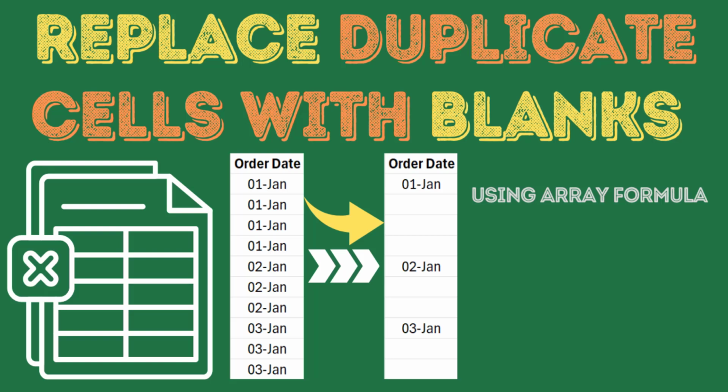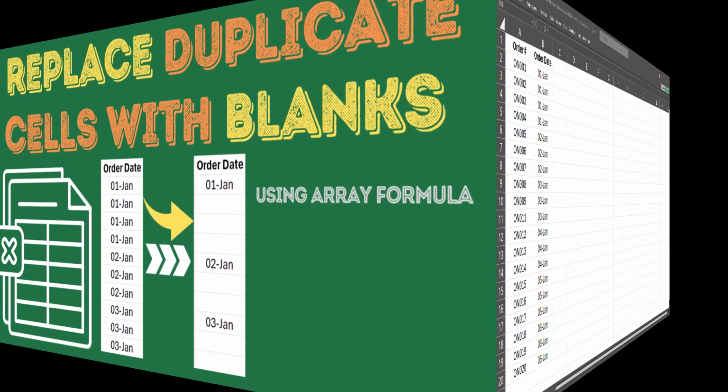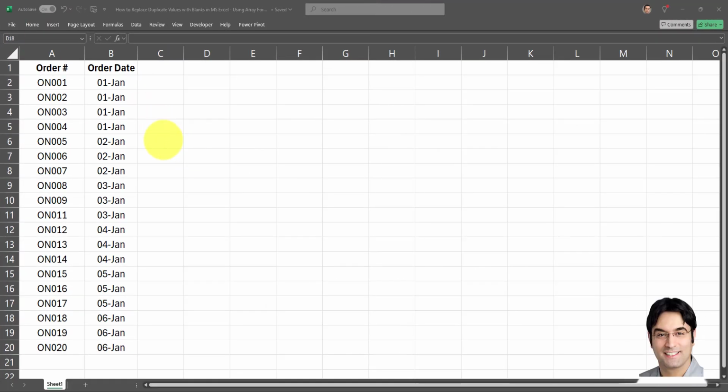In this video, I'll show you how to replace duplicate values with blanks using an array formula in Microsoft Excel. I have a dataset consisting of two columns. The first column is the order numbers, and the second column is the order dates, sorted in ascending order. The goal here is to create a formula that would return the first unique order date from column B.